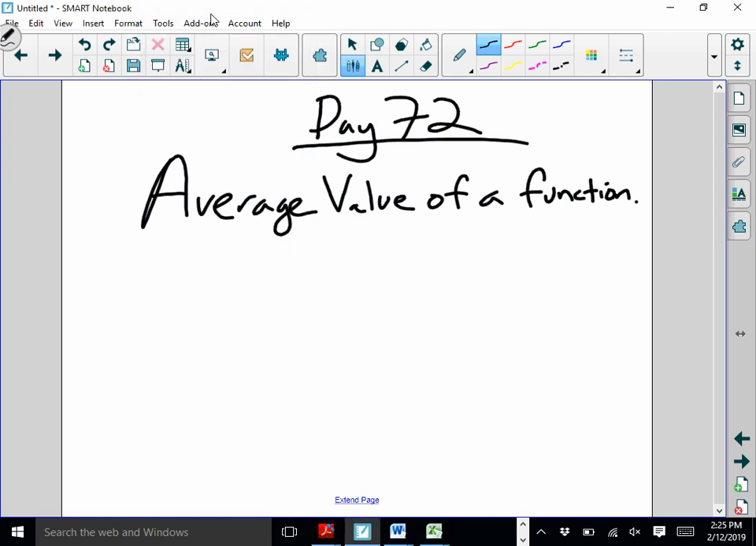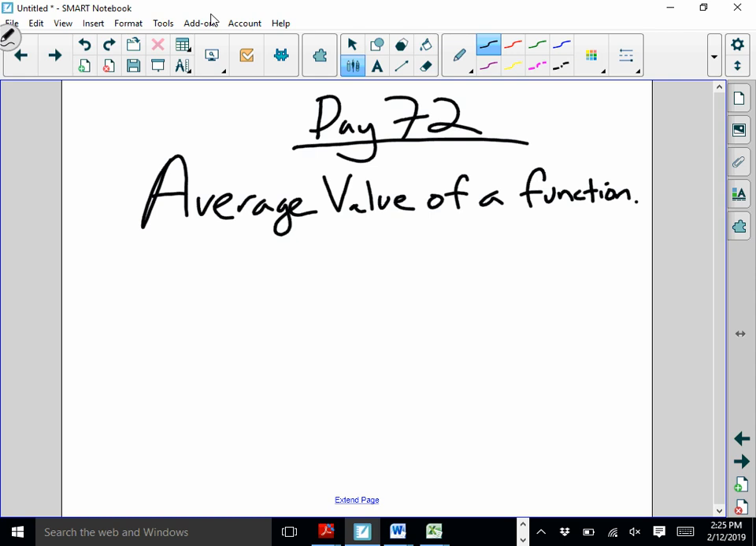Today we're looking at the average value of a function. This is not to be confused with average rate of change of a function. Okay? All we know right now is average rate of change. Average rate of change of f on [a, b] is still f of b minus f of a over b minus a. But now we're working with average value of a function.